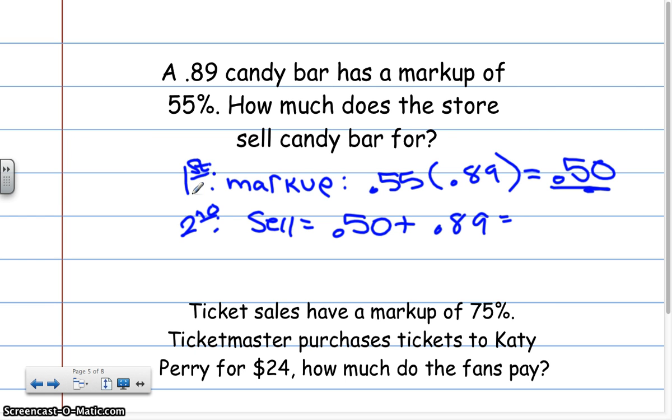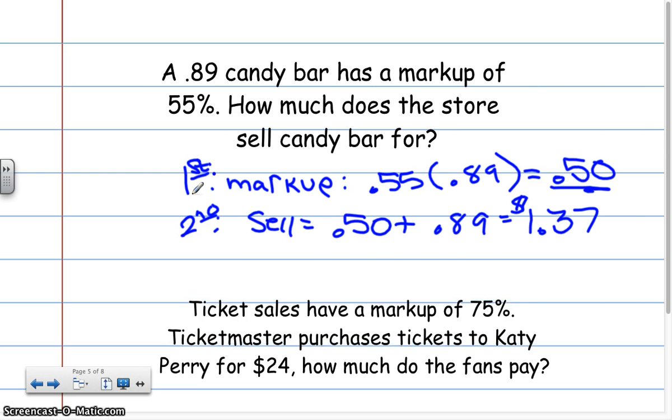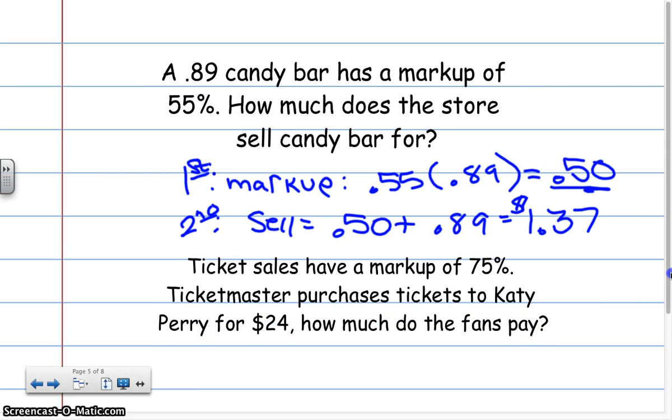So I think the grand total came to what, class? 167. No. 137. $1. I am going to sell this candy bar for $1.37.